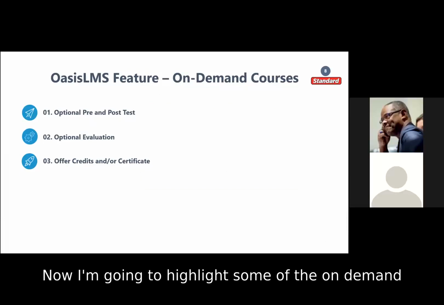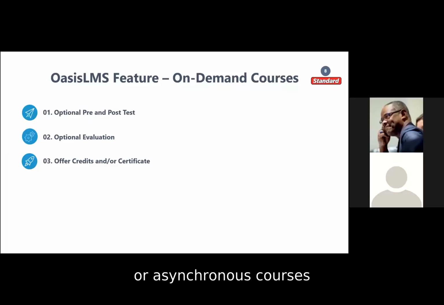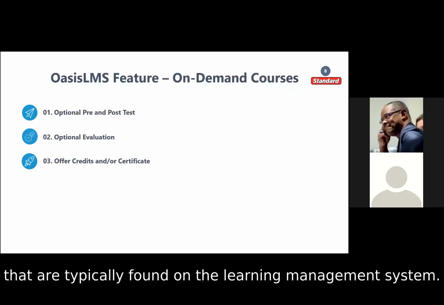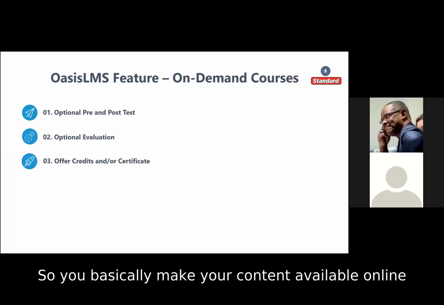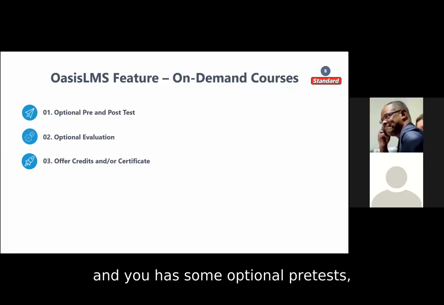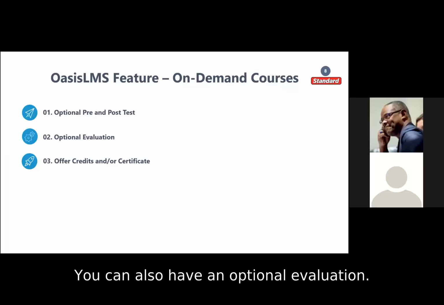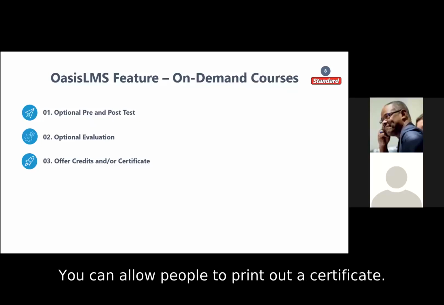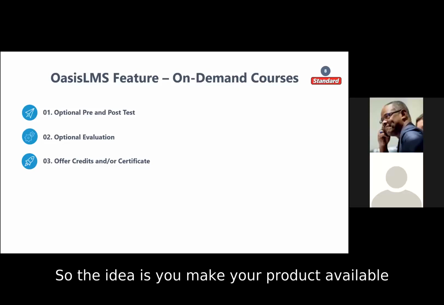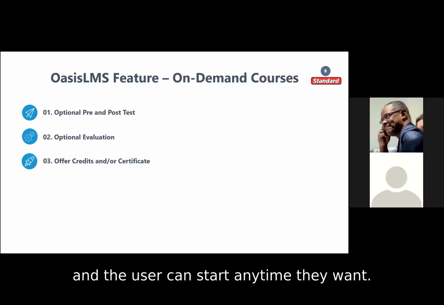Now I'm going to highlight some of the on-demand or asynchronous courses that are typically found on the learning management system. And I would say these make up probably 60 or 70% of the education products out there. So you basically make your content available online, and you have some optional pre-tests, optional post-tests. You can also have an optional evaluation. You can offer credit. You can allow people to print out a certificate. So the idea is you make your product available, and the user can start anytime they want.